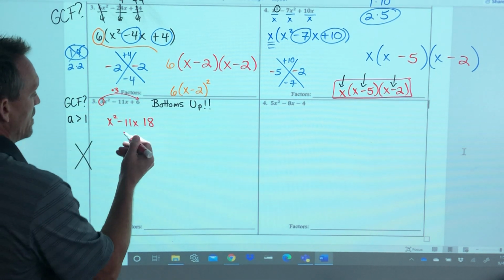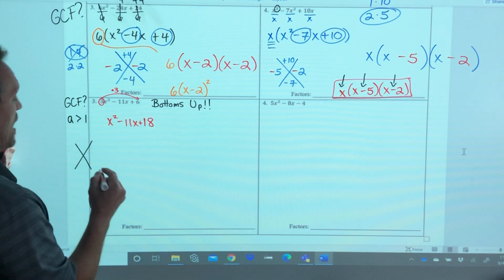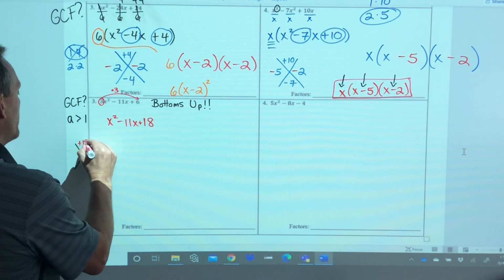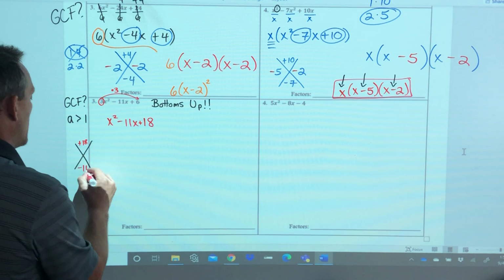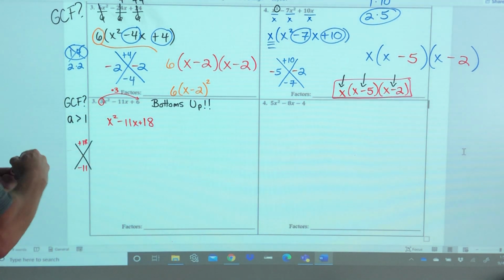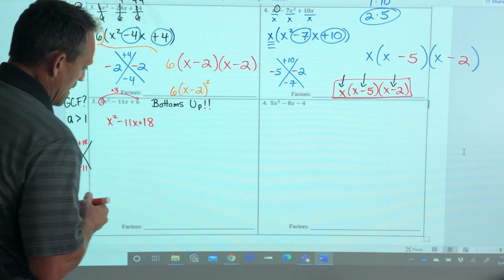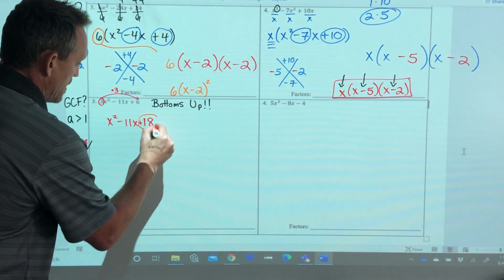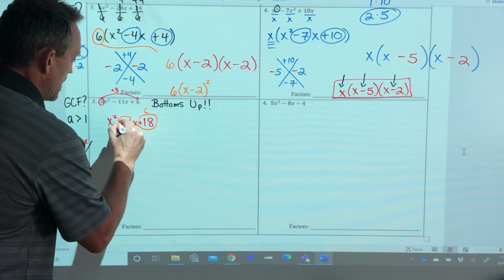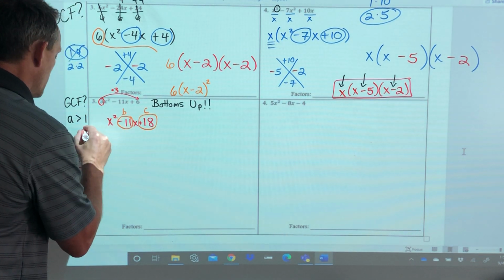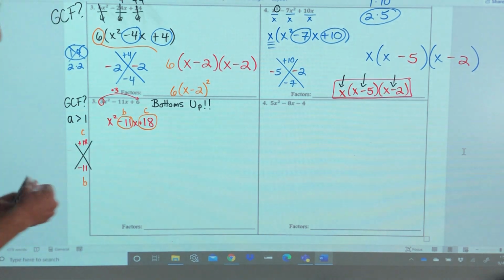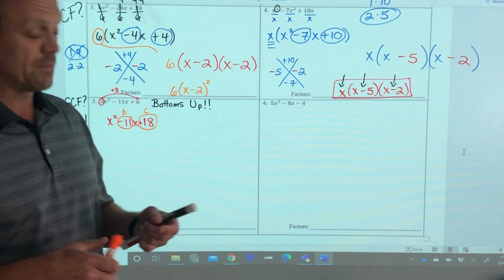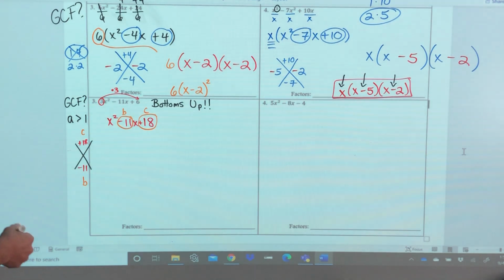Some of you guys are probably yelling at the screen right now, but I'm sorry, it's positive 18. So I got positive 18, and I have negative 11. Right here, those are my numbers, right? Positive 18 is my C, and negative 11 is my B. So this is my C, and this is my B. A little bit of stuff to keep straight. We're going to work on it, though.